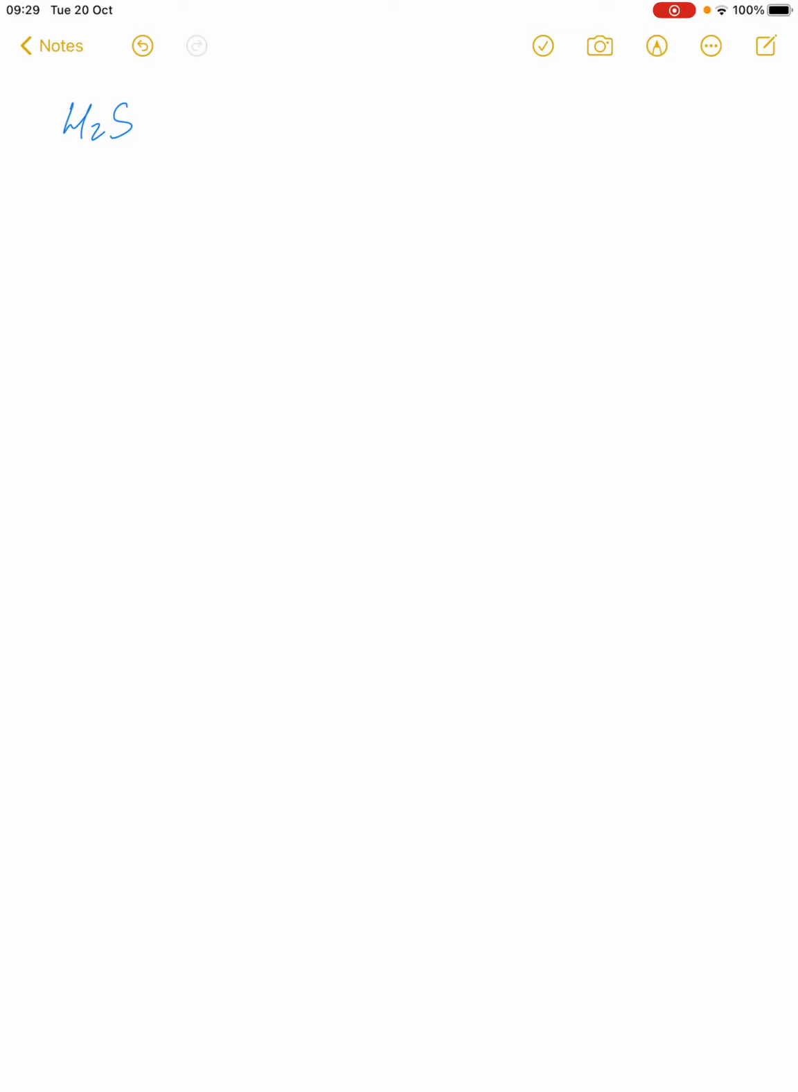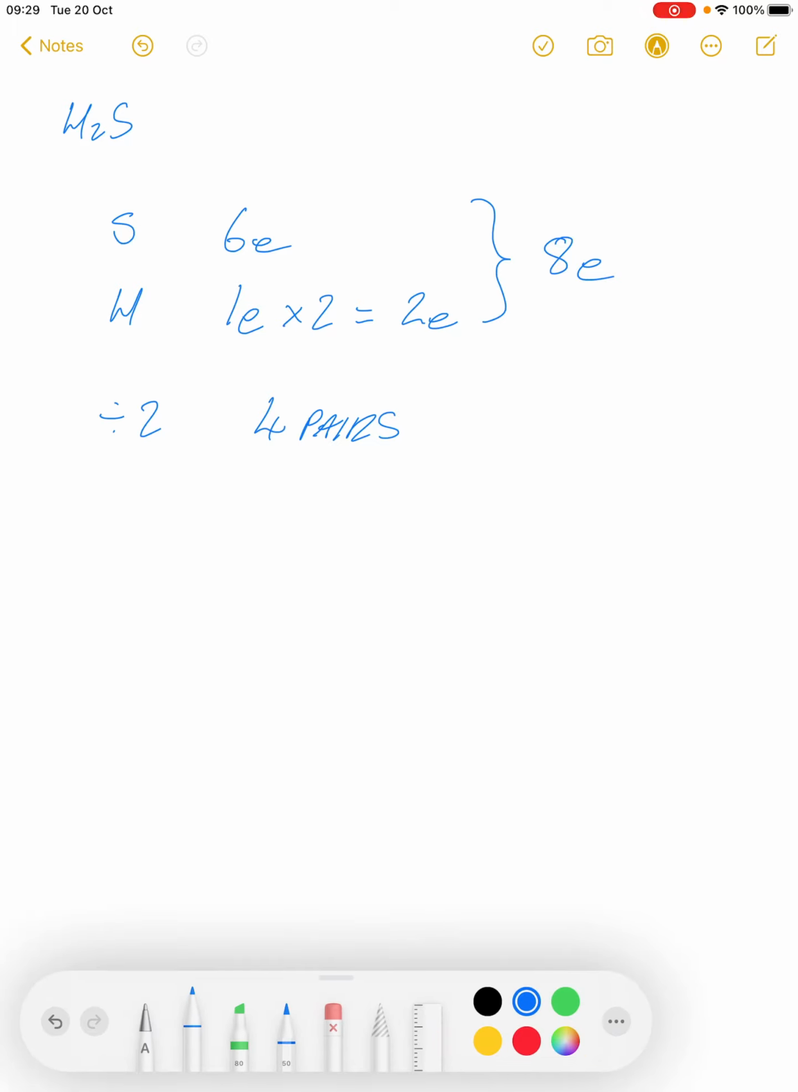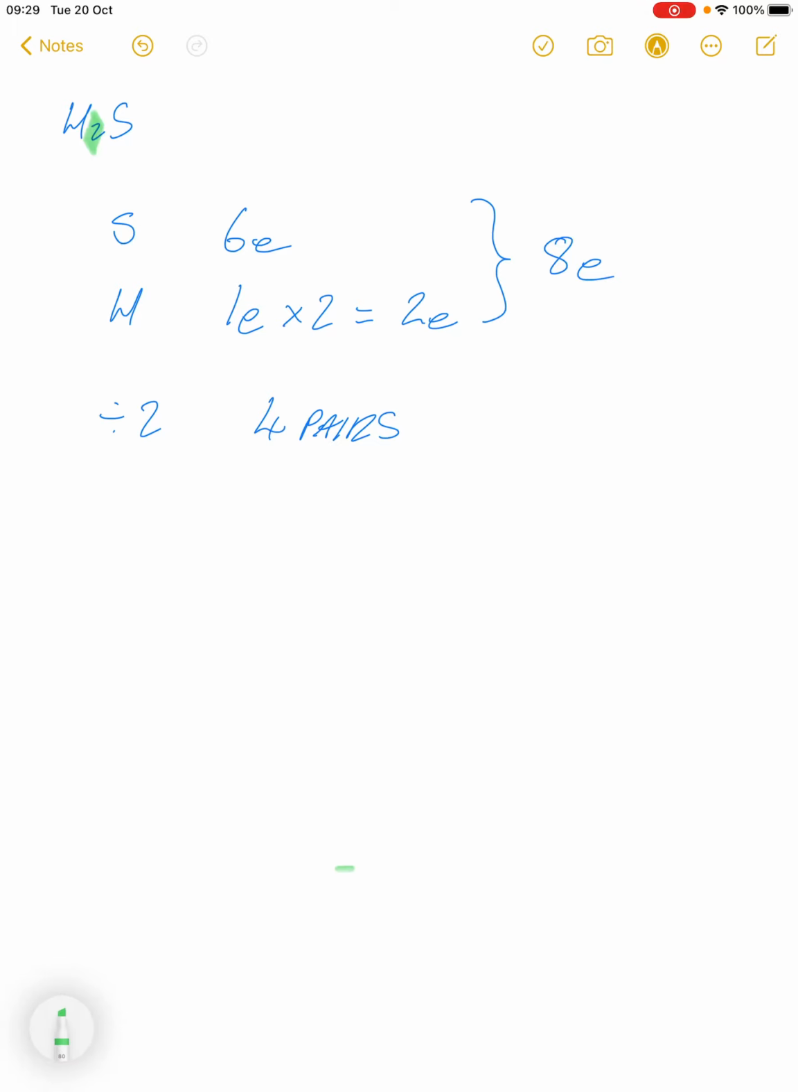H2S, so sulfur is in group 6, so that's got 6 electrons. Hydrogen can form 1 bond each, and there are 2 of them, so that's going to be 2 electrons. If I put all of that together, that is 8 electrons. Need to divide that by 2, which gives me 4 pairs. I now have a look at my formula here, and there are 2 bonding pairs out of those 4 pairs, which basically means my 4 pairs are made up of 2 bonding pairs and 2 lone pairs.